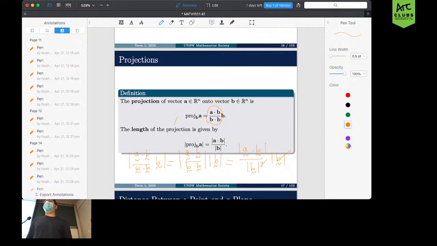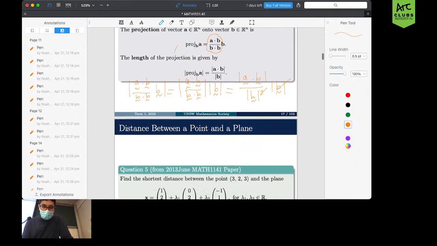So does anyone have any questions about deriving that equation for the length of projection A on B? No? Okay, cool. Let's move on to worked example.